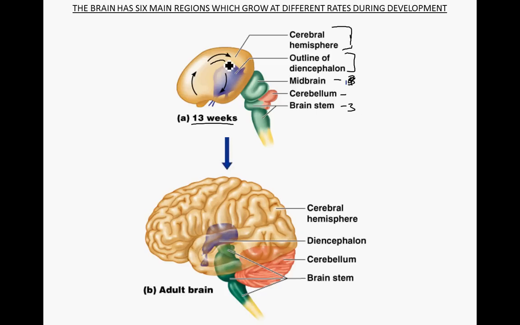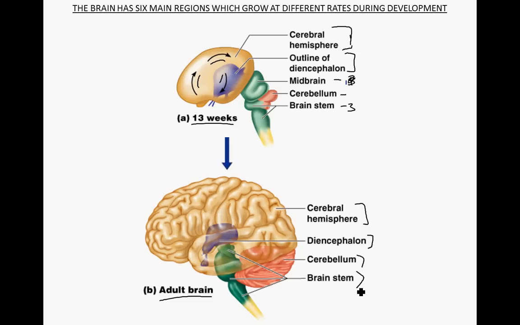These arrows are showing you that there's a growing and enlarging of the cerebral hemispheres, and then a twisting and a contorting of it as well, such that at the adult brain stage here, we're going to have 2 cerebral hemispheres surrounding this diencephalon. The cerebellum is more inferior and caudal to the cerebral hemispheres. And then your brainstem area is going to include the midbrain as well as the pons and the medulla oblongata.